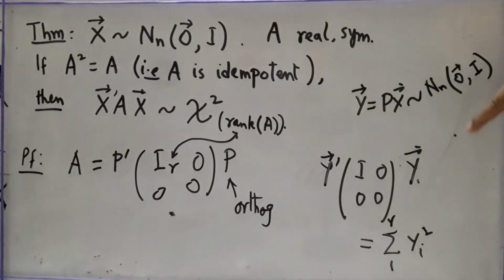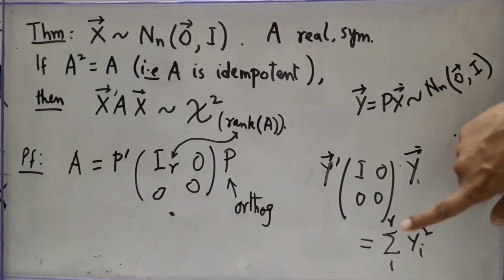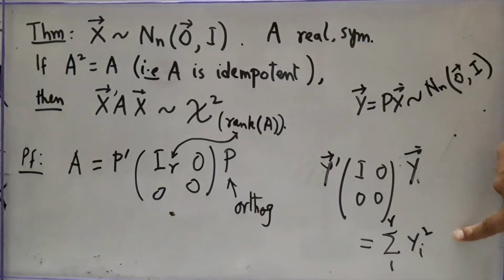That means the components of Y are IID normal 0, 1, and you are adding r of them after squaring. So this must have chi-square with degrees of freedom r. And that concludes this proof.